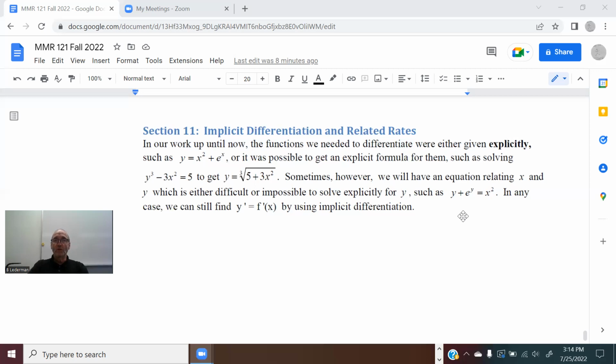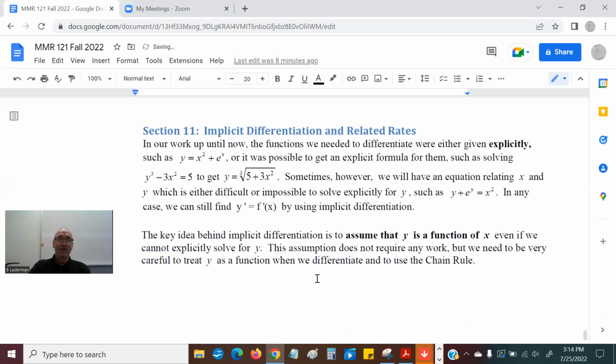So what we're going to do is use implicit differentiation, and the key of implicit differentiation is that it's based on the chain rule, because we're viewing y as an implicit function of x. So we're assuming that y is some kind of function of x, even if we can't solve it explicitly. That's why I say it's an implicit function. And then we differentiate and we use the chain rule.